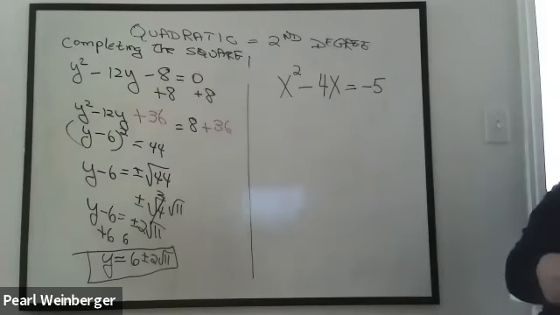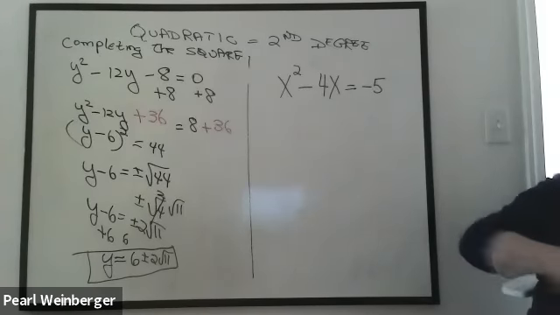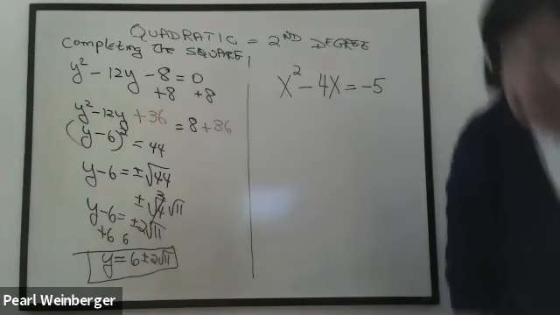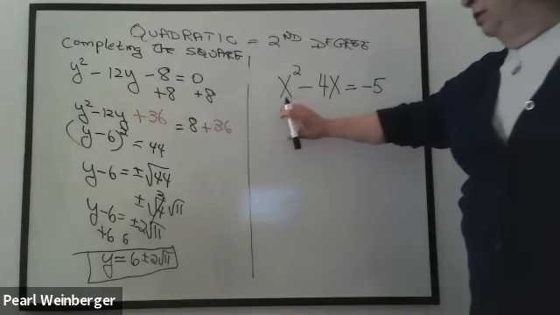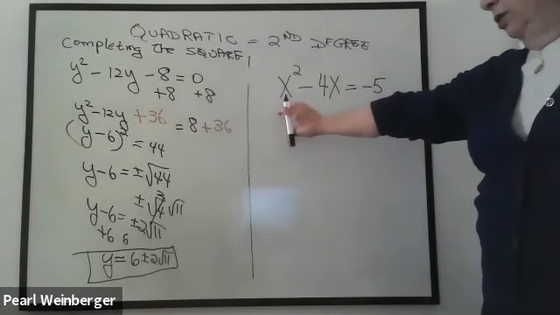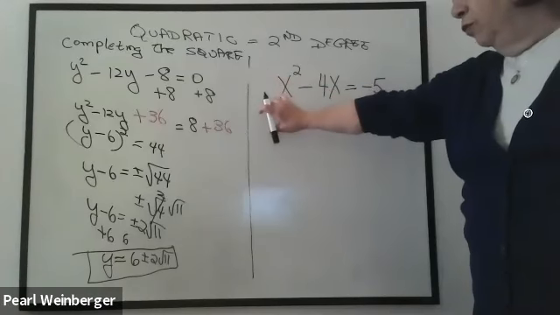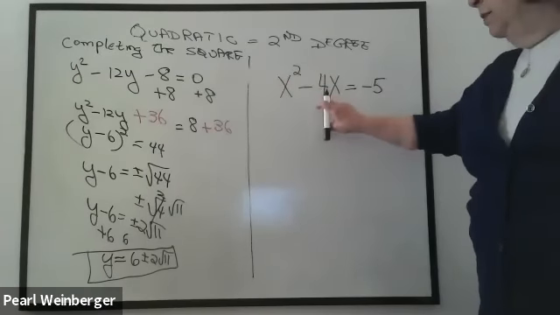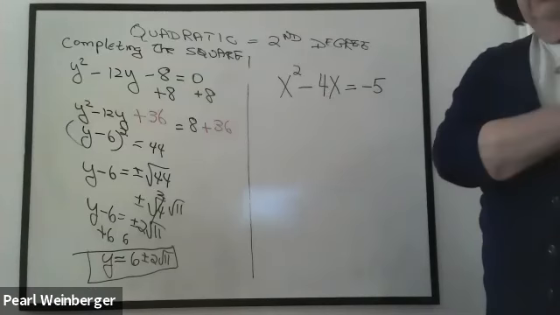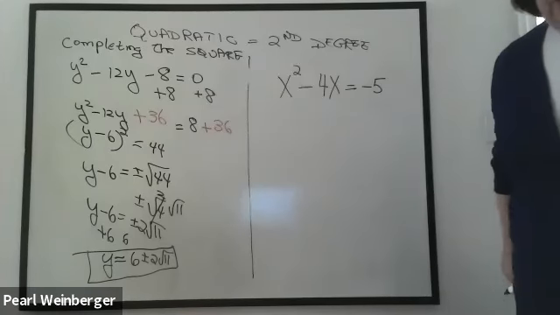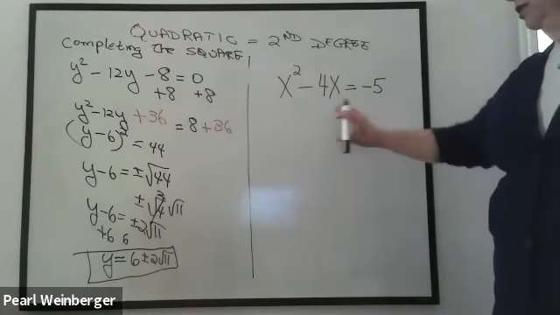Okay, let's work on this together. Again, if you notice, it's a quadratic equation that starts with a leading coefficient of 1, and the number in front of the x term happens to be even. So it is a good setup for using completing the square.